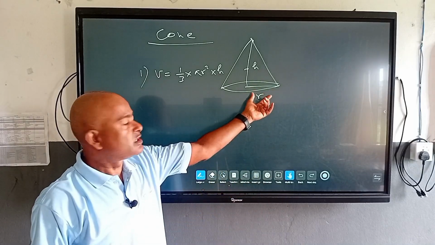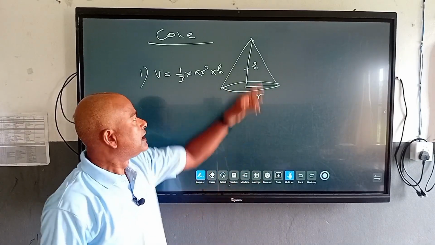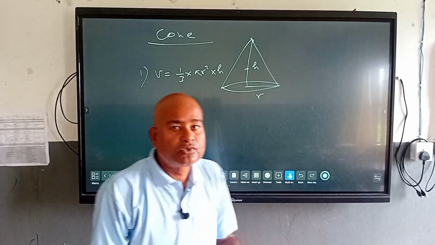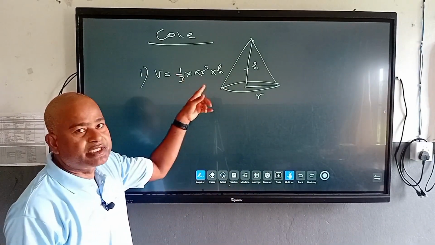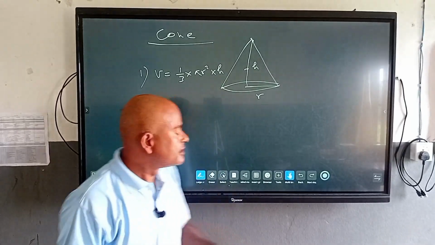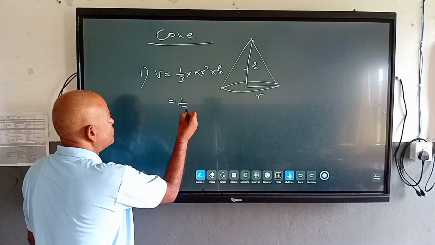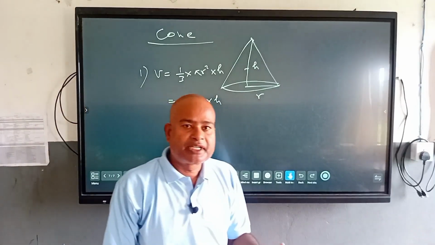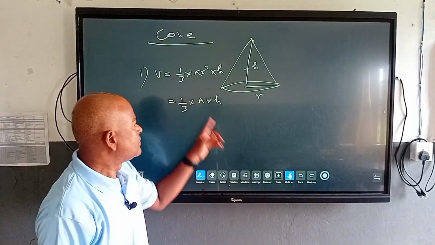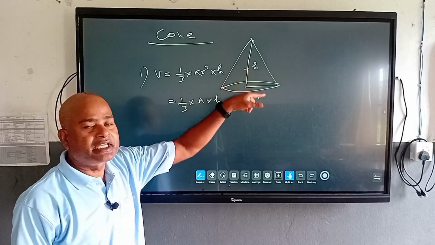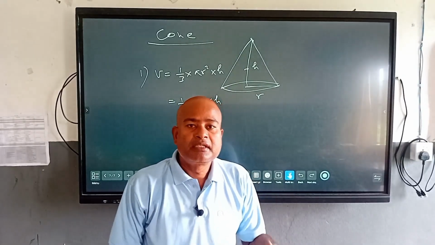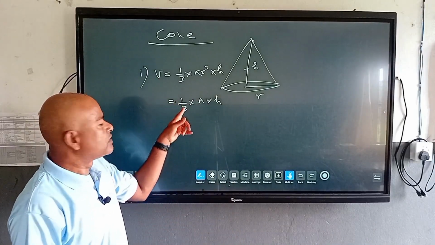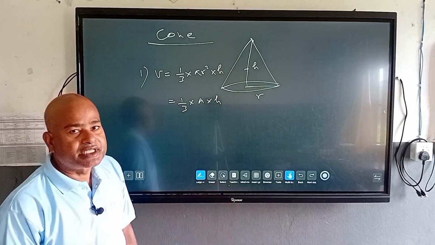If we know the radius of the base of a cone and the vertical height of a cone, then the formula for the volume of a cone is V equals 1 by 3 pi r square into h, which can be written as 1 by 3 times A into h, where A is the base area. A means pi r square. So if we know the base area and the vertical height, in that case, the volume of a cone is given by V equals 1 by 3 times A times h.